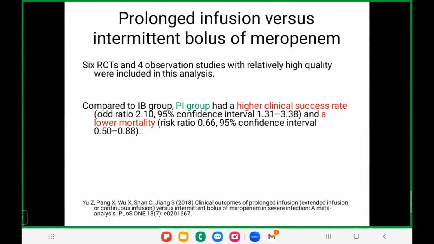There are important ongoing studies on prolonged infusion versus intermittent bolus of meropenem. There are a lot of studies on this, mainly adult studies. What they found is that if you give prolonged infusion of meropenem, your success rate is very high and the mortality is low. This was published in PLOS One, a very high impact journal, based on 6 RCTs and 4 observational studies.